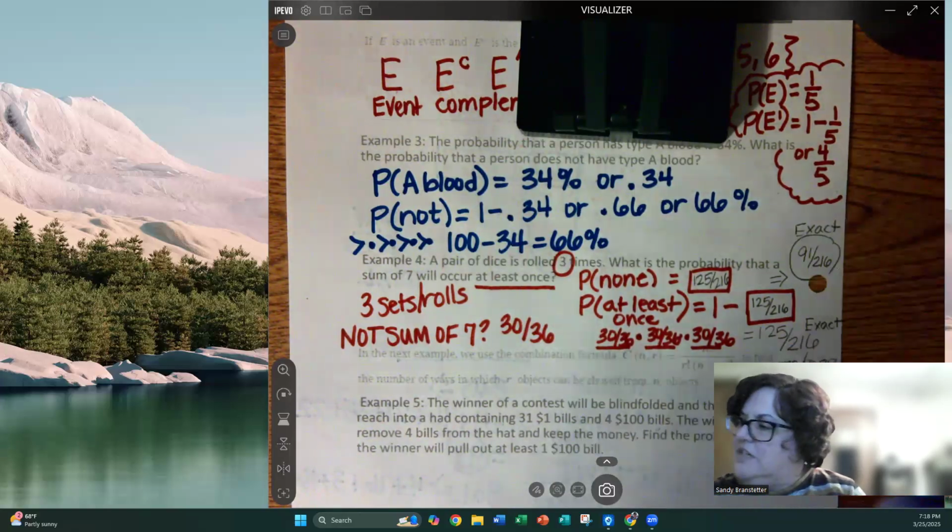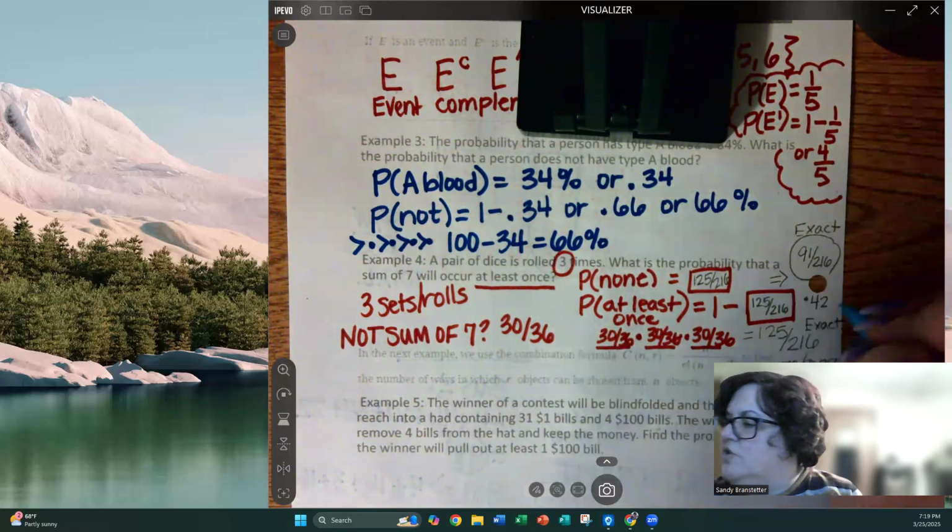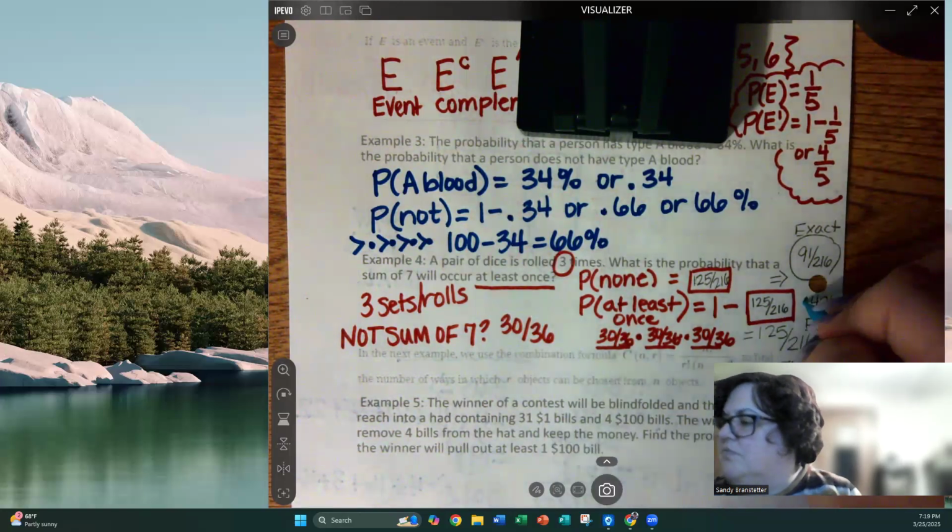And then if I want it in decimal form, it would be 0.42129, or 0.421. Again, this is an approximation.